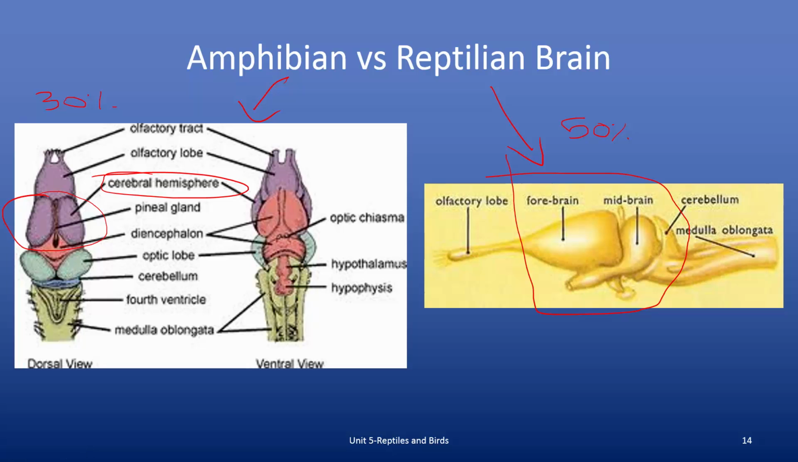So even though we're broken up in reptiles between a forebrain and a midbrain, the thinking center has actually grown in volume. So that's a good thing. We still have our smelling area, we still have our balance, and we still have our vital functions. All right? So that is the compare and contrast of the amphibian versus reptile brain.